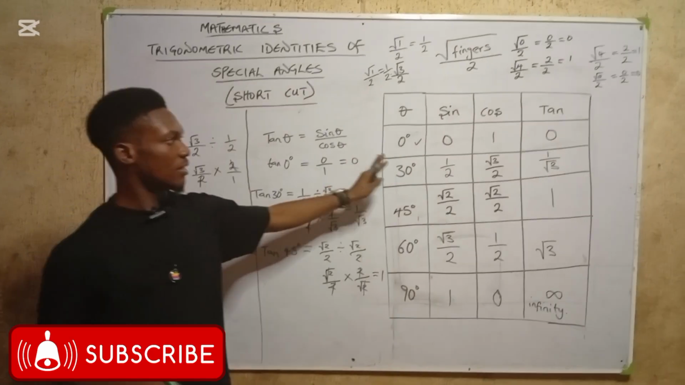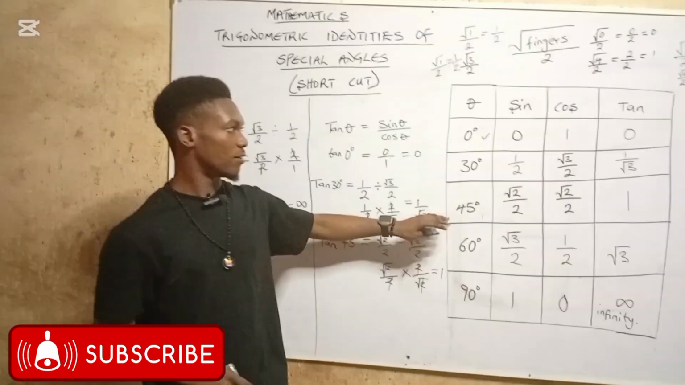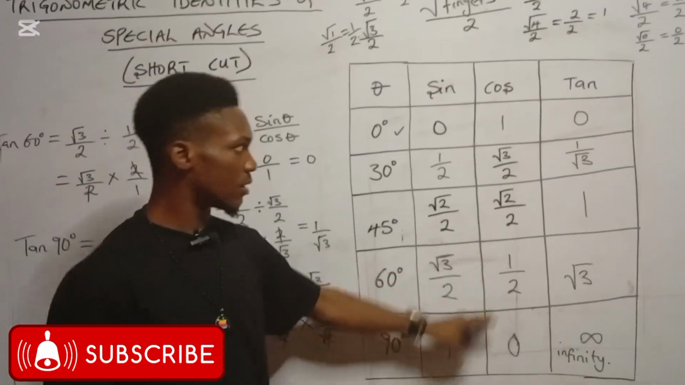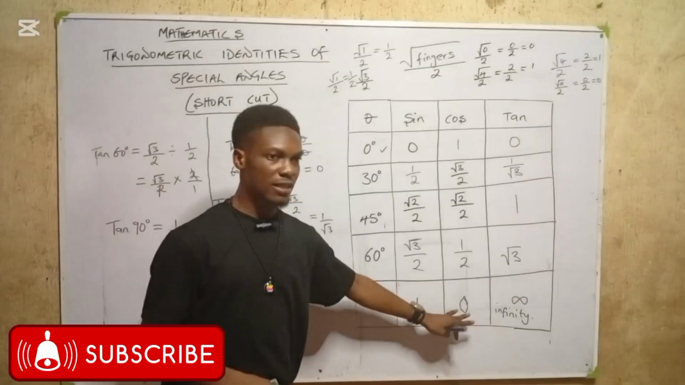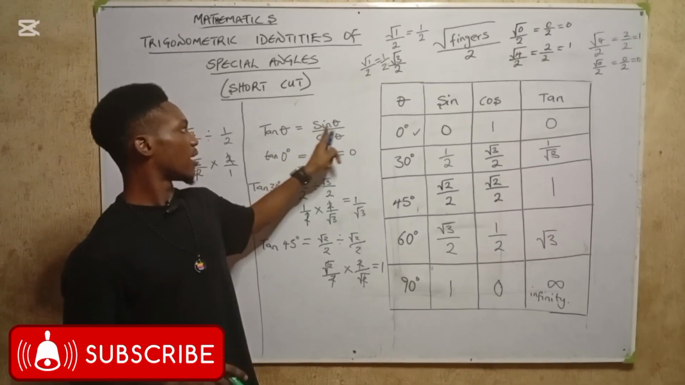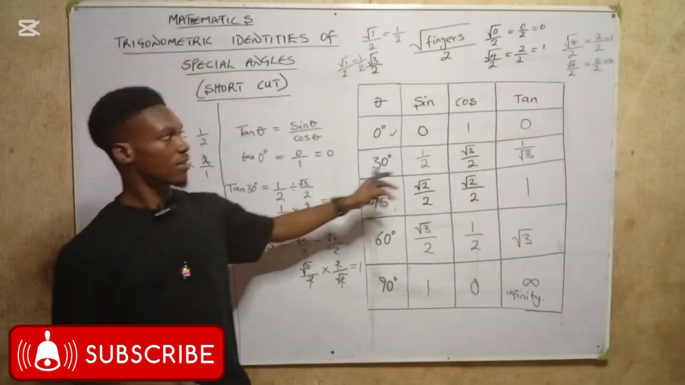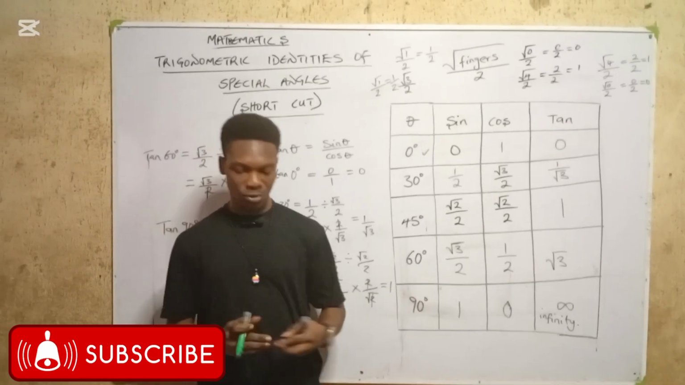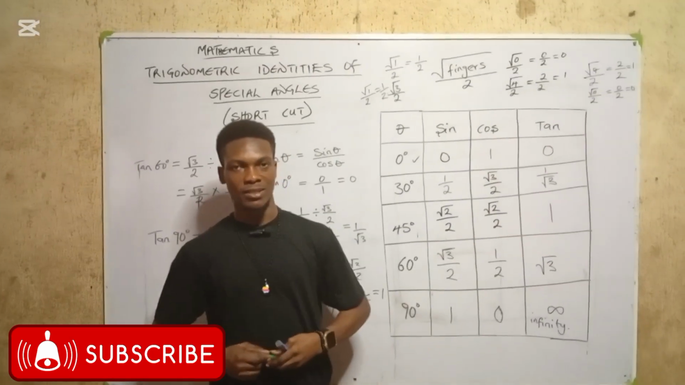So you can go through it again. It will definitely benefit you. With your fingers, you get sine 0 to 90 degrees and cos 0 to 90 degrees. And finally, you use the formula tan theta equals sine theta over cos theta to get the value of your target. Now, this will bring us to the end of the video today.